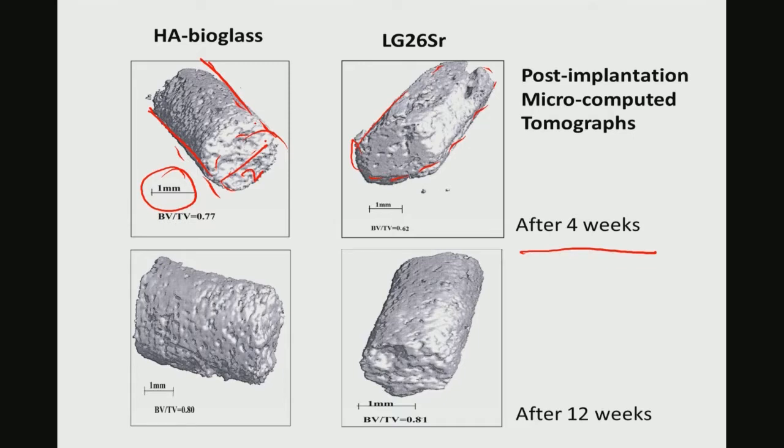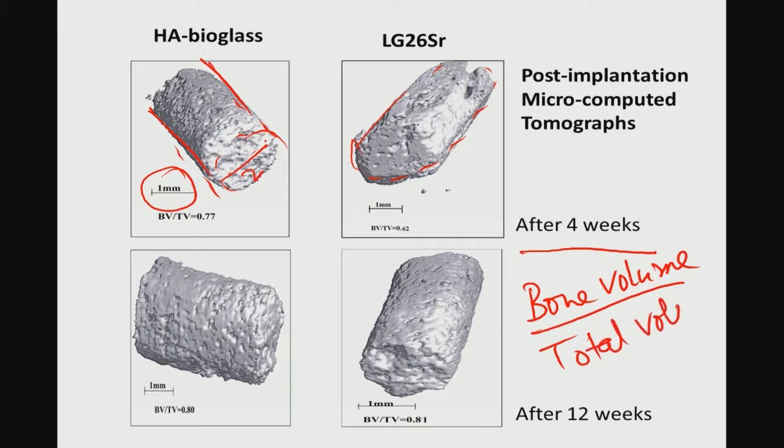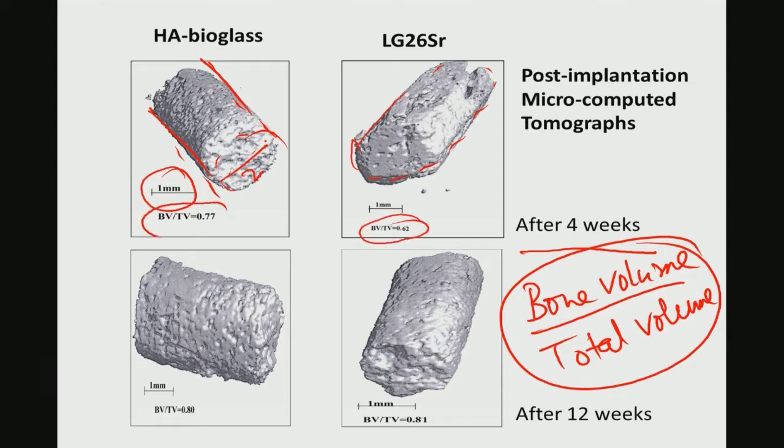Also, one can do certain analysis to obtain the bone volume divided by total volume of the implant. That bone volume to total volume ratio can be determined from the microCT values. Now, the higher the bone volume to total volume, or if it is more than 0.95, certainly that implant is very effective at regenerating bone. If the bone volume to total volume is less, then what will happen?